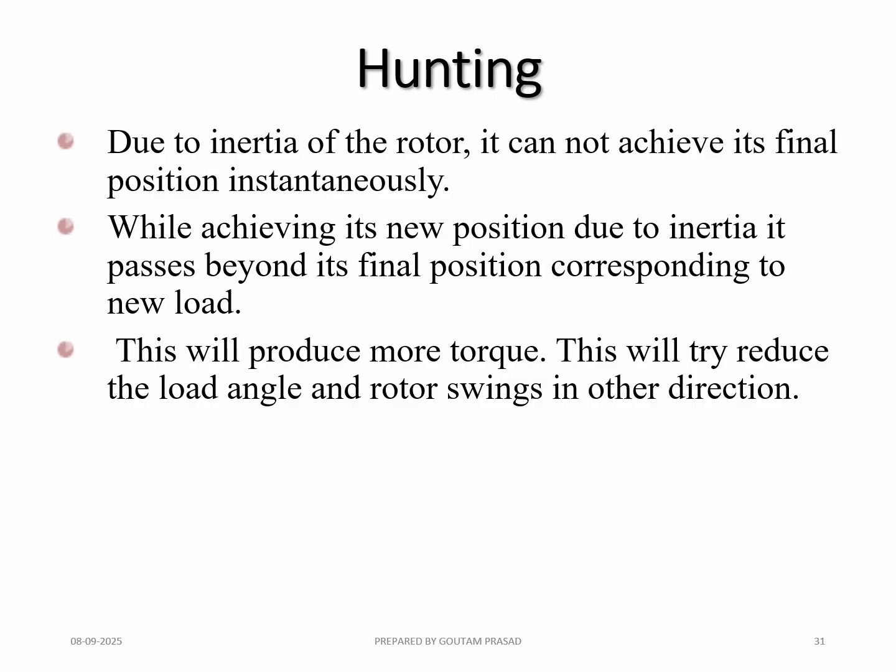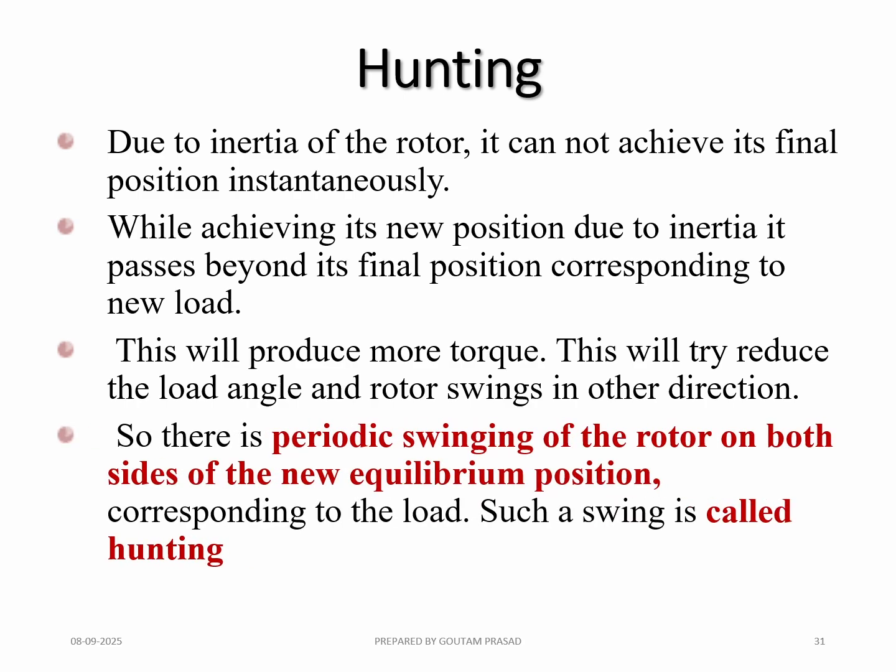And this will produce more torque. This will try to reduce the load angle, and load angle is the angle between the stator and the rotor poles. Basically, they fall apart because of the variation in the load, and the rotor swings in the other direction. So it starts swinging in the other direction when hunting occurs. So there is a periodic swinging of the rotor on both sides of the new equilibrium position corresponding to the load, and such swing is called hunting. So this oscillation swing is called hunting.